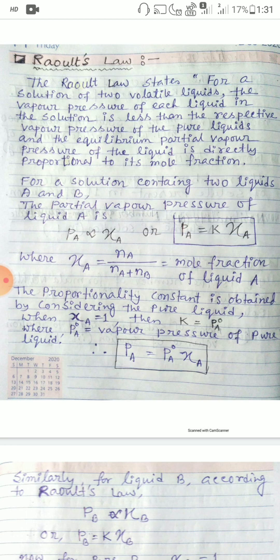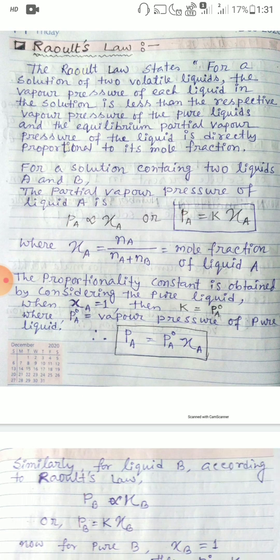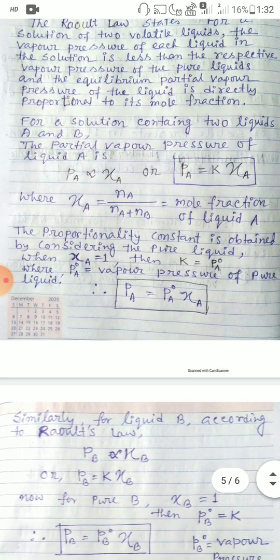And if you take only pure A, then the mole fraction of A is equal to 1. Then substitute Xa by 1 and write Pa0 instead of Pa. So K will be equal to Pa0, because the value of Xa is 1, and Pa0 is the partial pressure of A in the pure state. So Pa is equal to Pa0 Xa, because Pa0 is the value of the constant K. This is for component A.